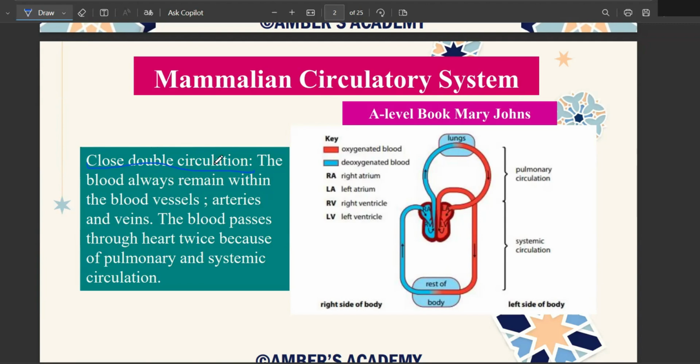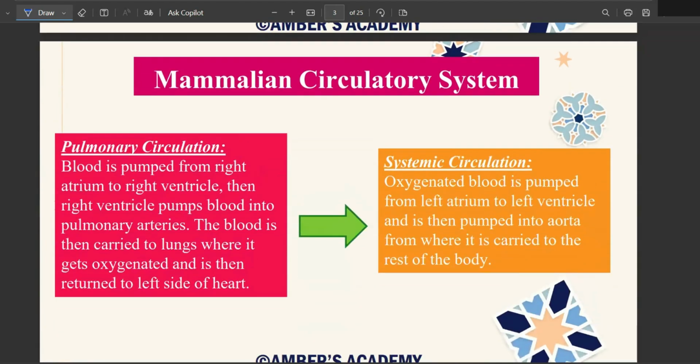Okay? And this is also a 2 mark question that could come in your paper 2. They ask you to define what a closed double circulation is, and you mention that blood always remains within the blood vessels, meaning in arteries and veins, and the blood passes through the heart twice because of pulmonary and systemic circulation. Then we need to know the difference between pulmonary circulation and systemic circulation.